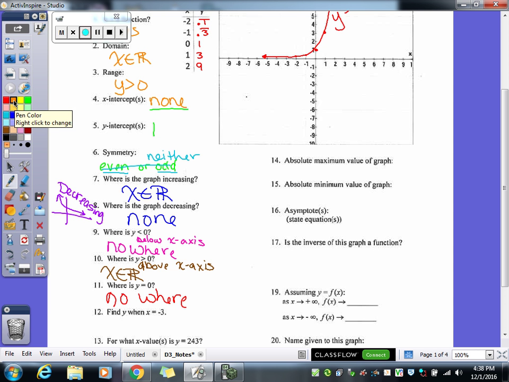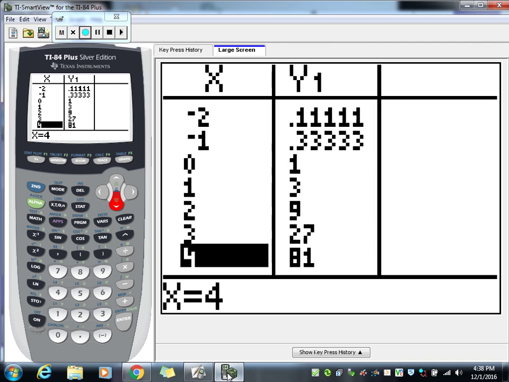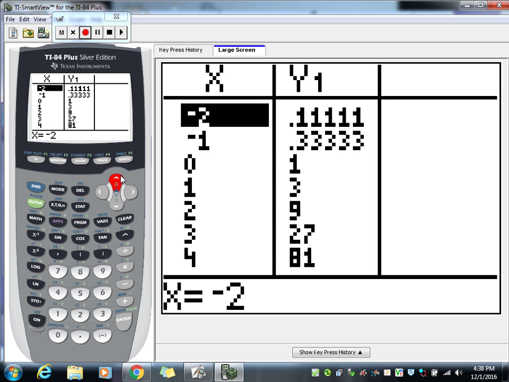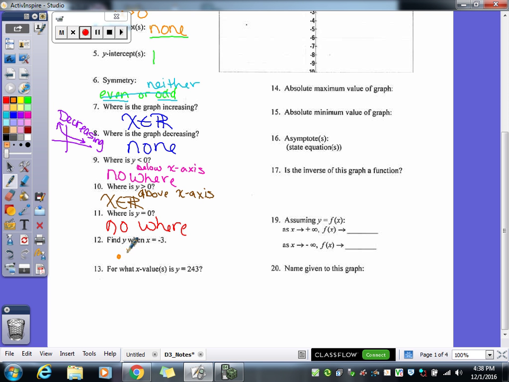Next they want us to find y when x equals -3. So I'm going to go to my calculator for this. Looking at my table, I'm going to go to where x is -3. And I get 0.03704. That's what my y is equal to.